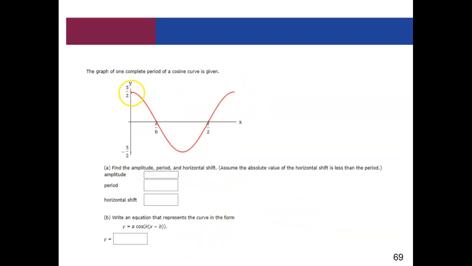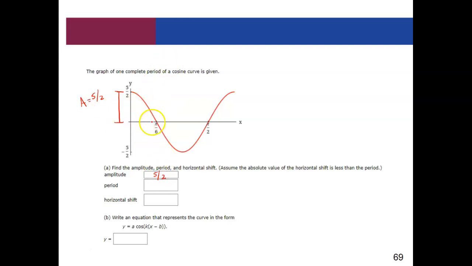Okay, on the next one, this looks like a cosine graph because it's starting away from the origin up here. So here's my center line, and if I look at that center line, the difference between the maximum and that center is 5/2, and that's going to be my amplitude.